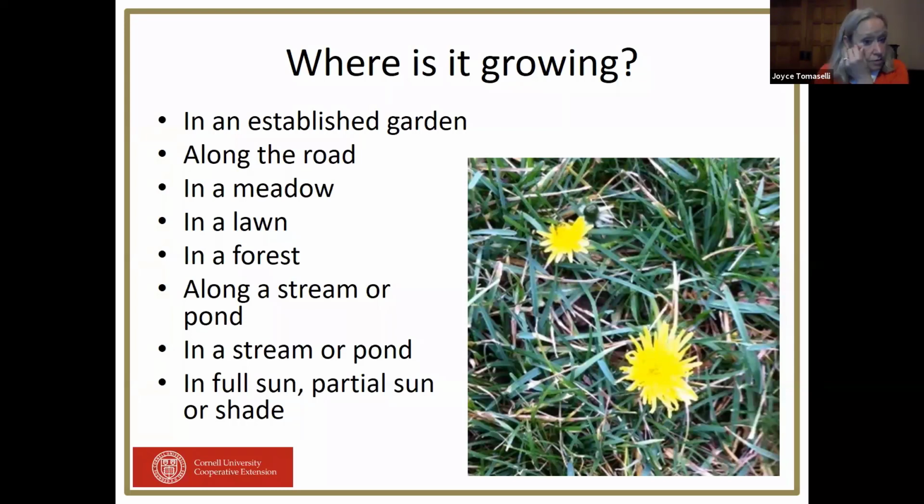And those characteristics are really important when we look at identifying and managing invasive plants. Knowing where they tend to spread and how they tend to spread helps us manage their invasive tendencies. And then where it's growing in terms of its sun and shade.